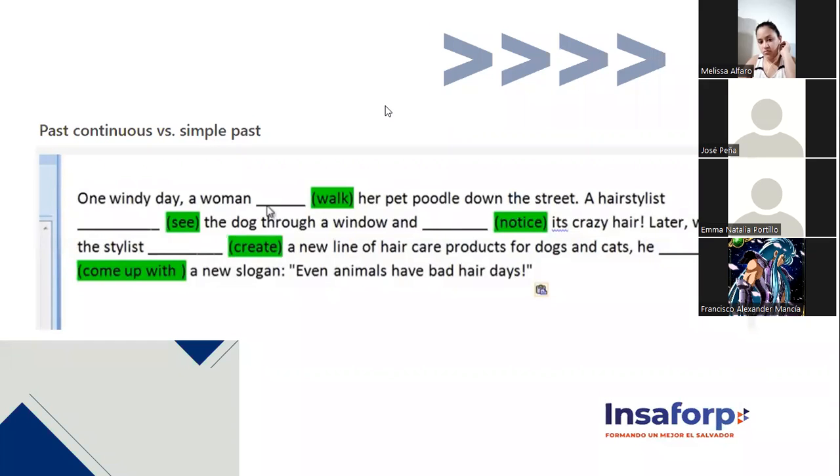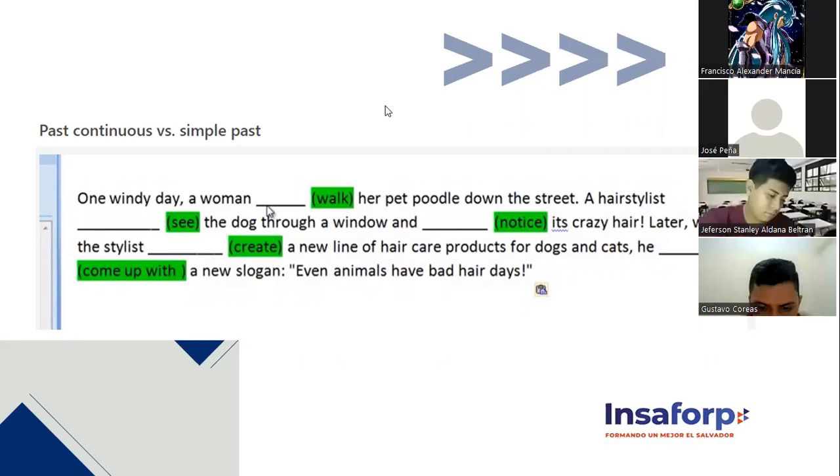A hairstylist was seeing the dog through a window and noticed his crazy hair. Later, while the stylist was creating a new line of hair products for dogs and cats, he came up with a new slogan: Even animals have bad days, bad hair days.